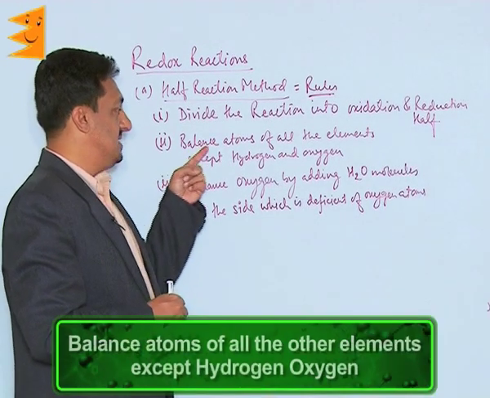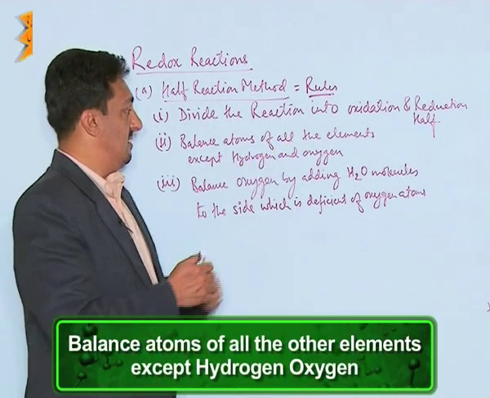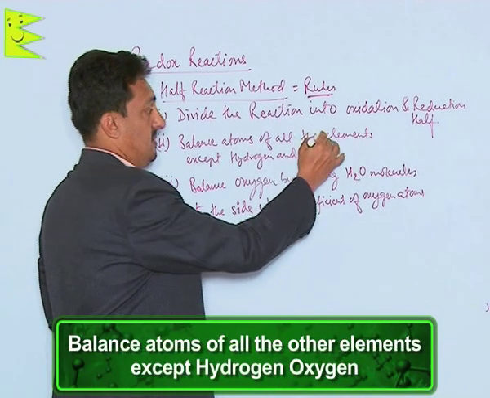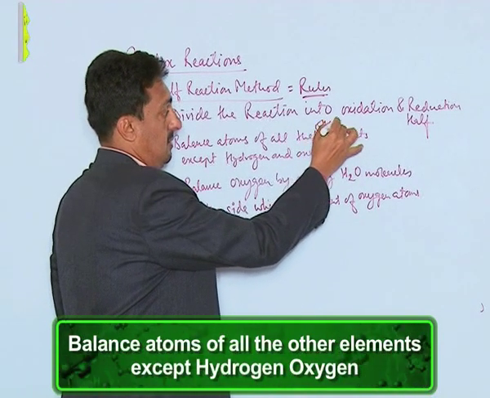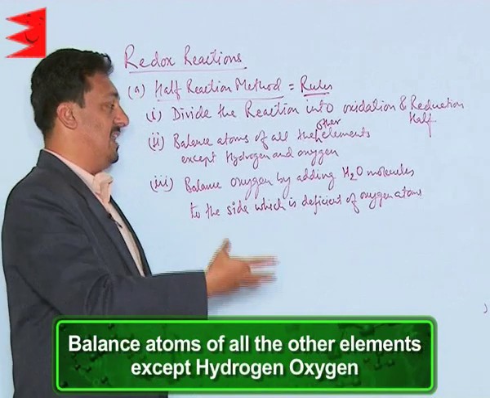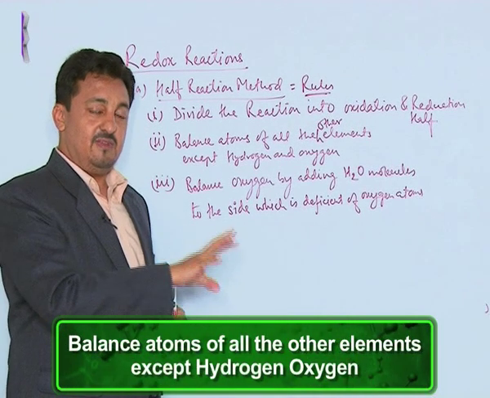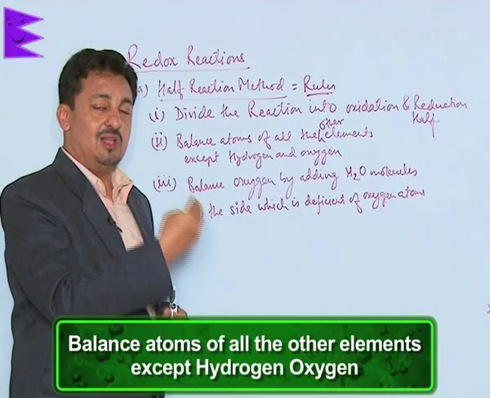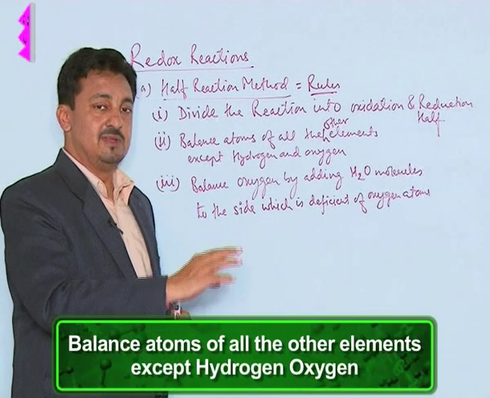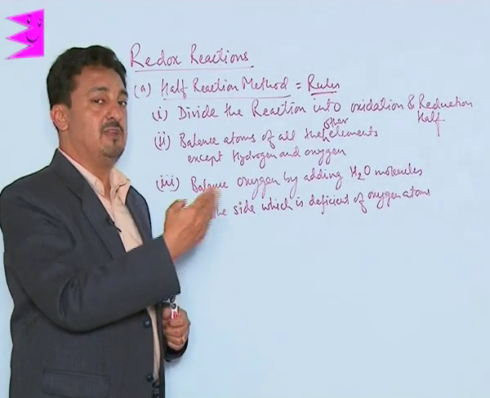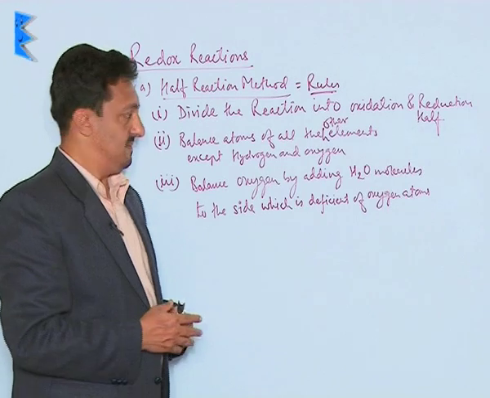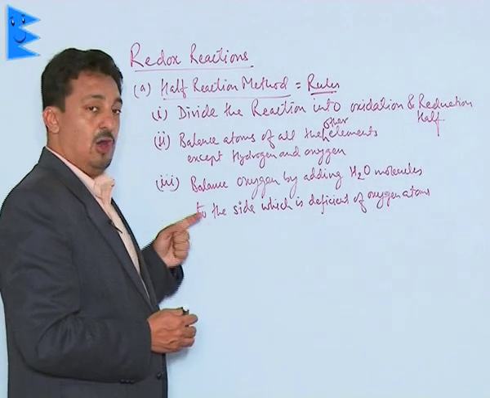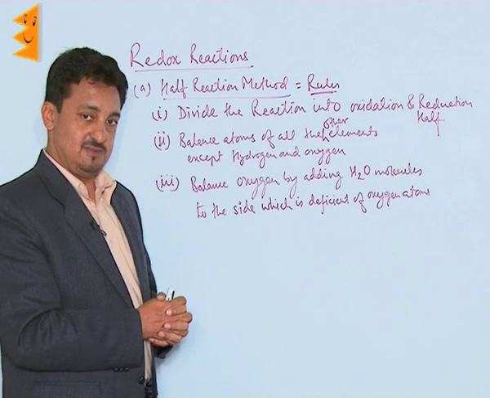Then balance atoms of all the other elements except hydrogen and oxygen. Leaving H and O, balance all the atoms of the rest of the elements by the simple method which you have been doing in your earlier cases. Then, how to balance the hydrogen and oxygen?